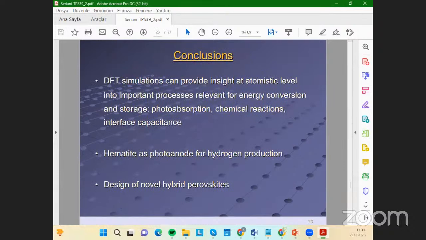And so summarizing, I hope I have convinced you that DFT simulation can provide insight at atomistic level into materials and processes of relevance for energy conversion and storage. Well, I didn't talk about photoabsorption today, but I showed you how to characterize chemical reactions and some of the electrostatic properties of these systems. And in particular, I showed you results for hematite, iron oxide, that could be a potential candidate as photoanode for hydrogen production. And I spent a couple of words to talk about design of novel hybrid perovskites.